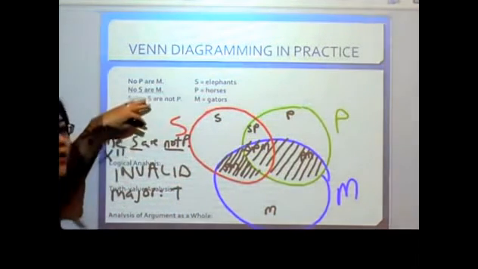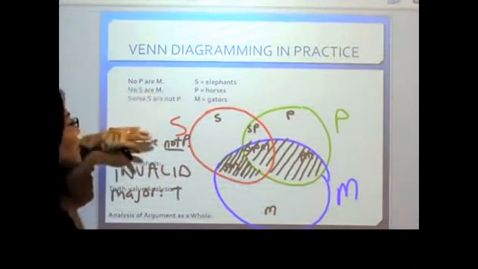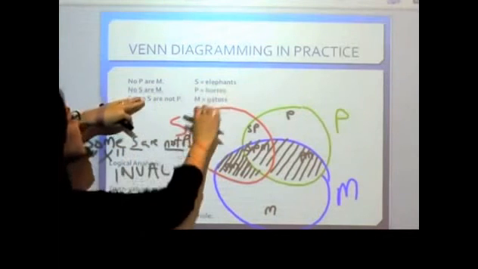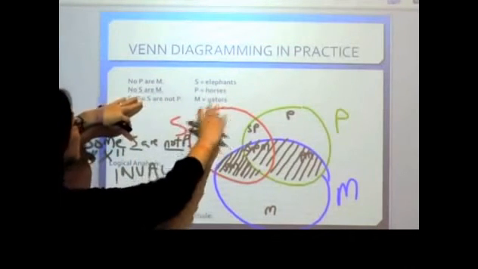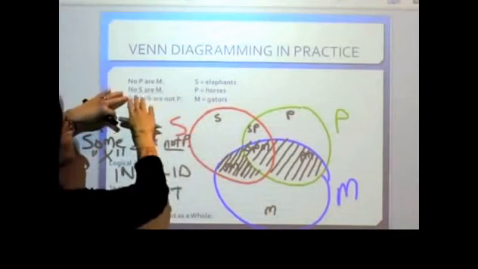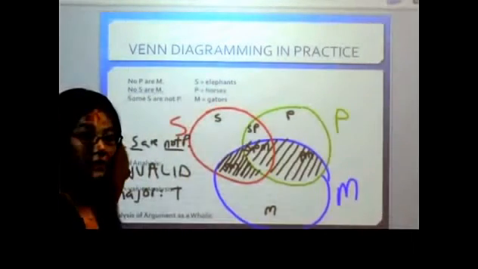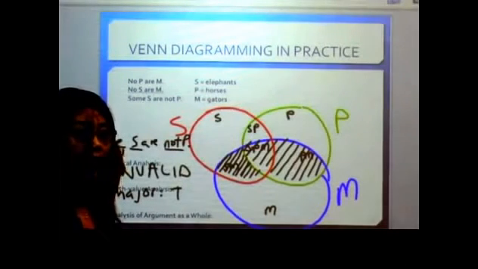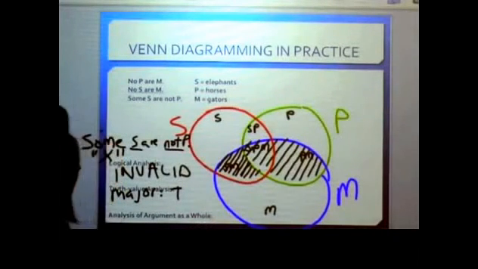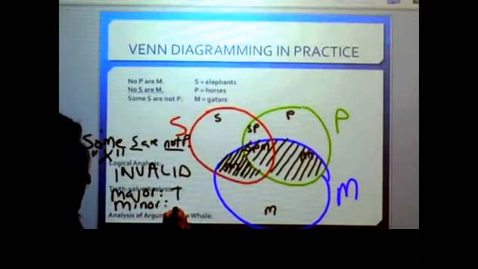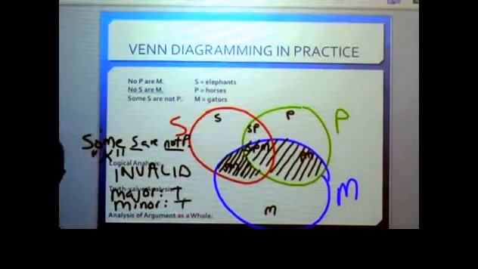And then the minor premise, no S are M. S's are elephants and M's are, again, alligators. It states that no elephants are alligators, and this is also true. It is the case that no elephants are alligators. So the minor premise is also true.